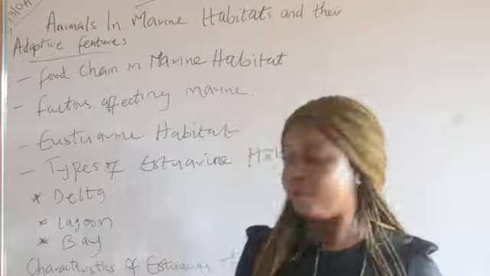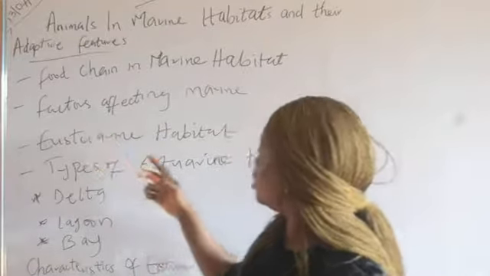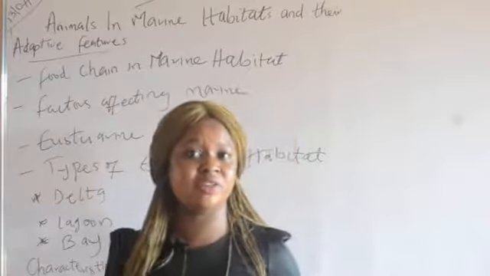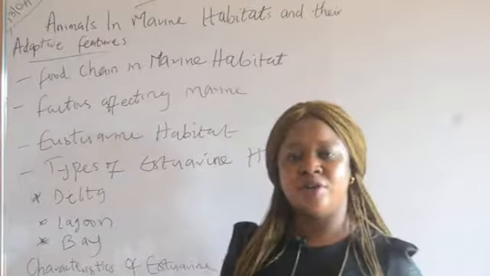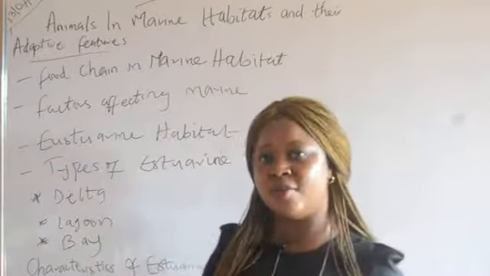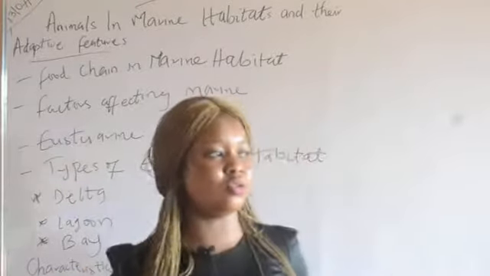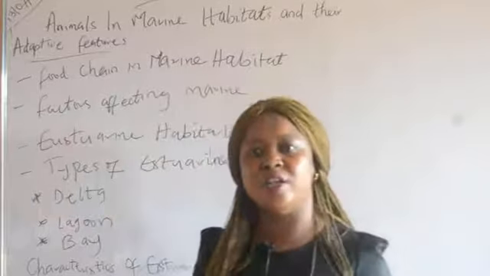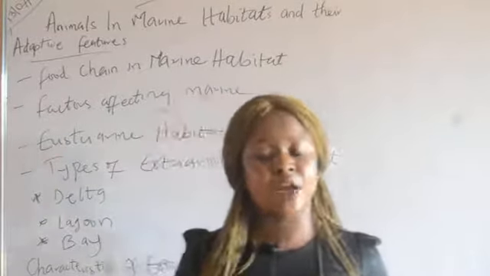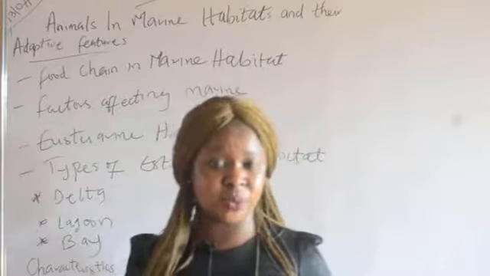So now we move on. The next one is the food chain in marine habitats. You know a food chain is a feeding relationship. It is a feeding relationship of organisms from one trophic level to another, starting from the producer and ending in the secondary consumer. That's a food chain. I know you must have been taught food chain in JSS1.